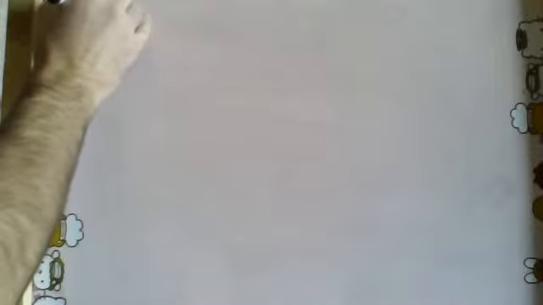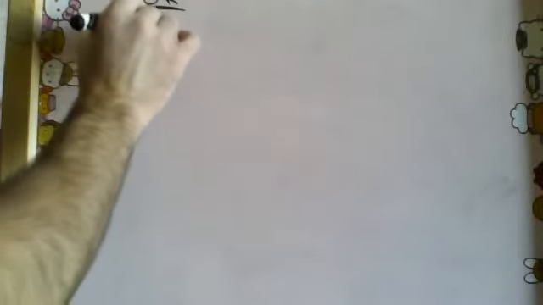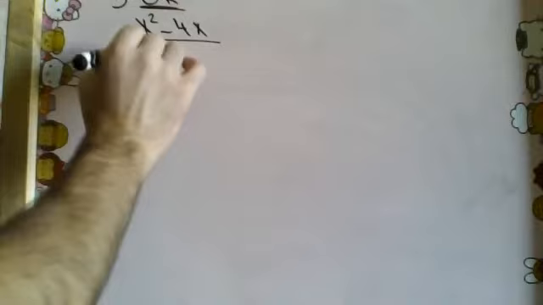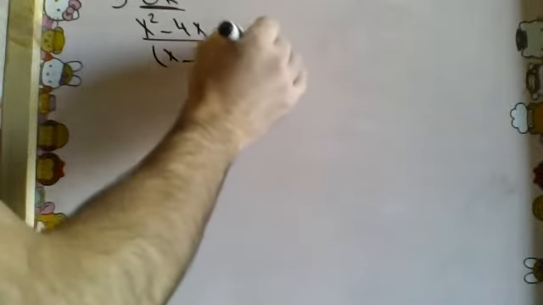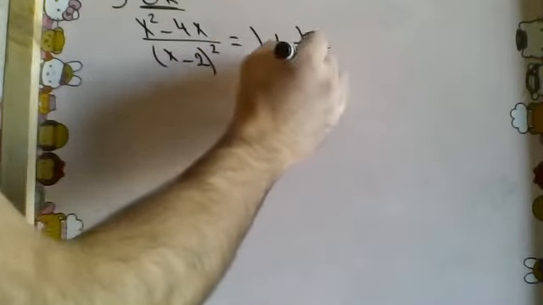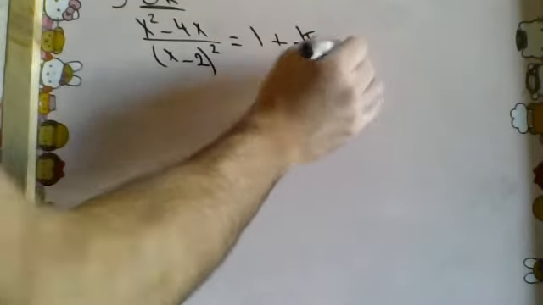For part 1, I'm going to resolve part 1 in a different way. The question, part 1 or part A, another way. We have x squared minus 4x over x minus 2 squared, and you have to prove it is equal to 1 plus some constant over x minus 2 squared.